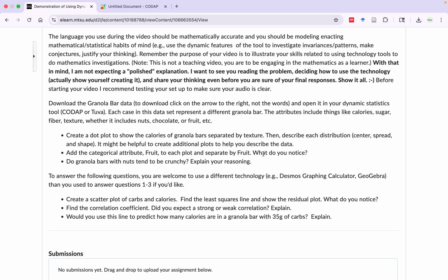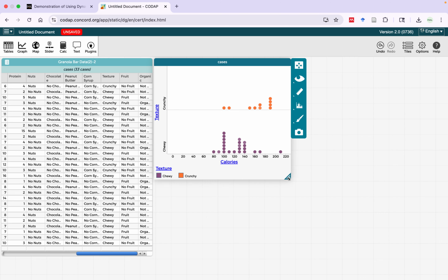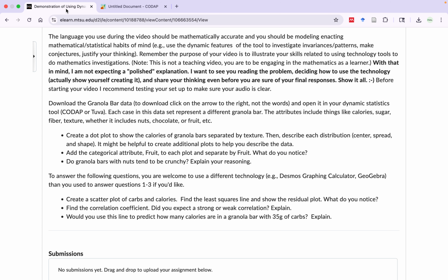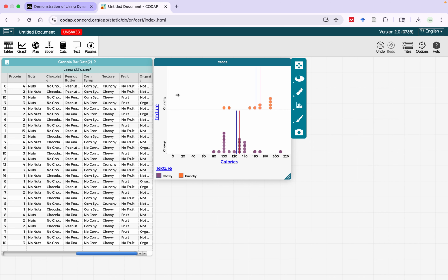Separated by texture, describe each distribution: center, spread, and shape. Might be useful to create additional plots to help you describe the data. Well, I'm seeing some bimodal distribution. I don't really know stats. Means, medians. Okay, so it looks like crunchy is more calorie dense. I guess that makes sense. They have nuts. Nuts are very calorie dense. Probably, yeah.